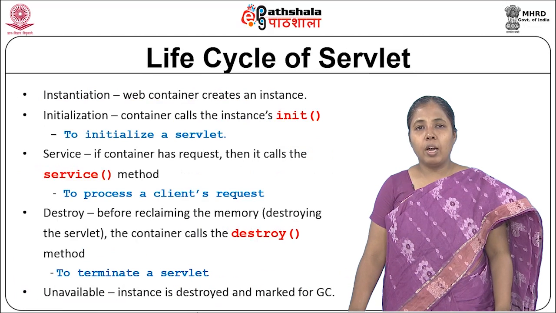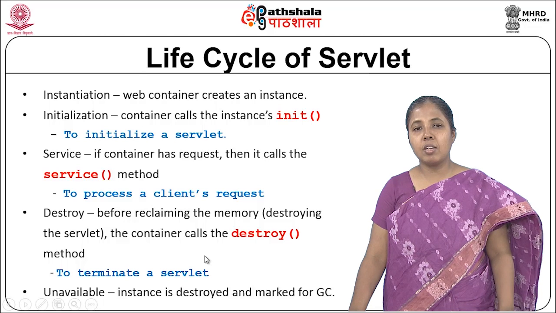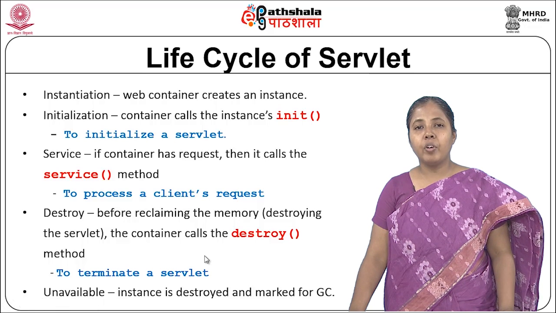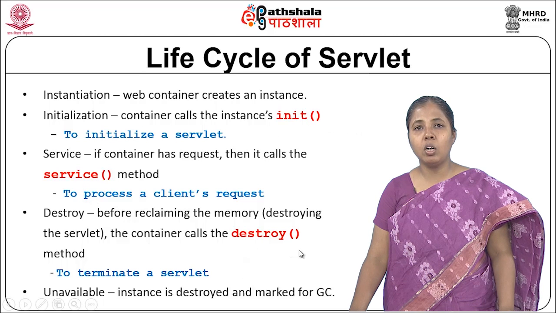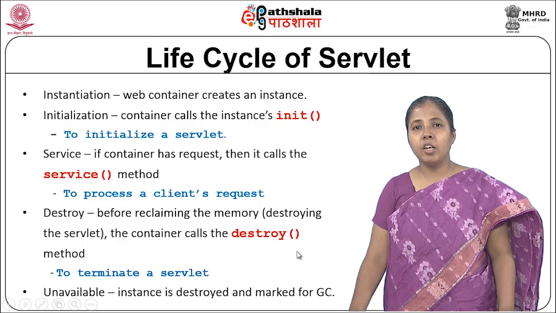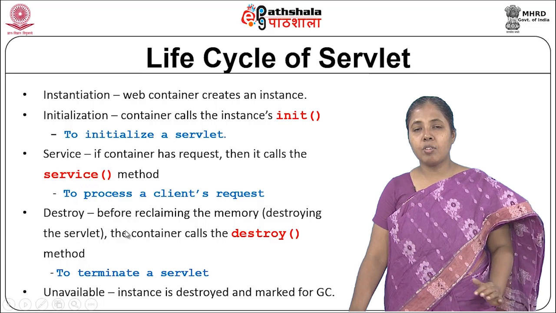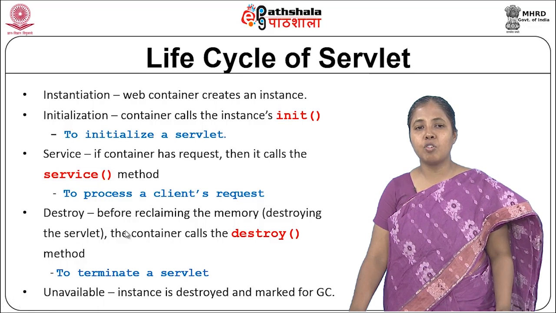Now, coming to the life cycle of a servlet, as I told you, there are three methods that define the life cycle of the servlet. We have a method called init, a method called service, and a method called destroy. The init method is to initialize the servlet, and once the servlet is initialized, the service method would be called. If any request comes to the server, then it calls the service method.